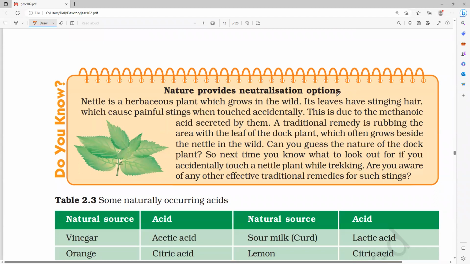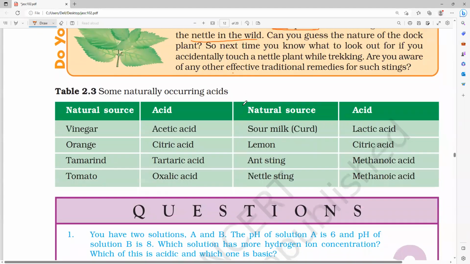Nature provides neutralization options, as mentioned here. To get a natural, normal treatment for the nettle plant sting, we have to treat it with what plant? A traditional remedy is rubbing with the dock plant, which contains basic substances, so it will neutralize the acid automatically. Is it clear, everybody? That is what you have to remember.